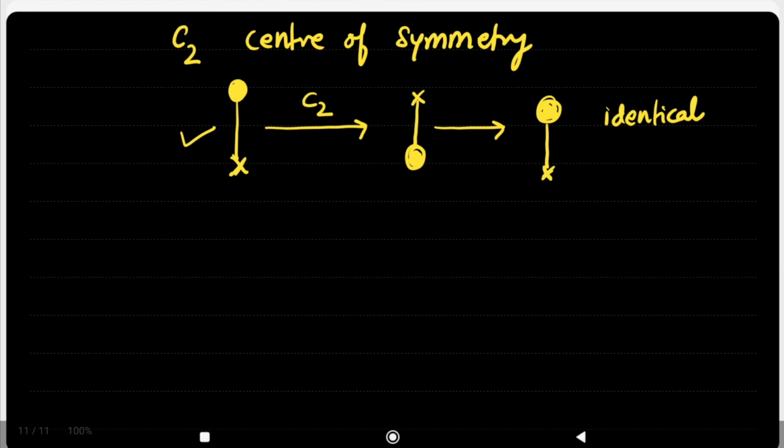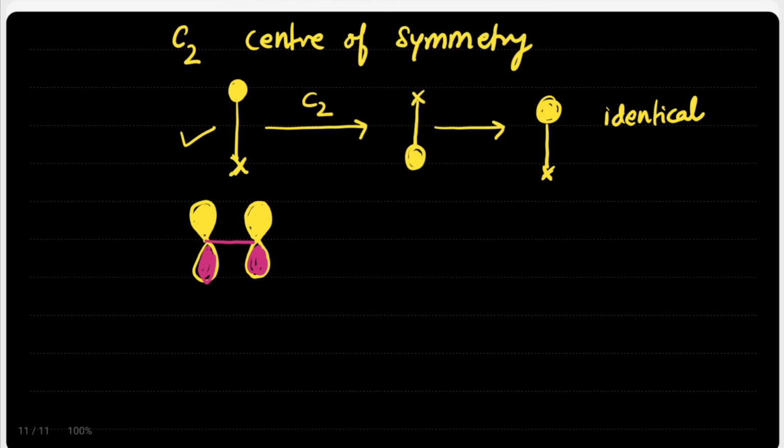Now mirror plane symmetry means, for example, if this is the lobe, this is the molecular orbital. Now here, if I put the mirror in between these two, I am getting exact identical images. So as per C2 here, this is a symmetric one.